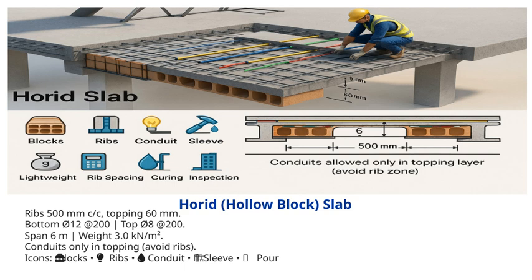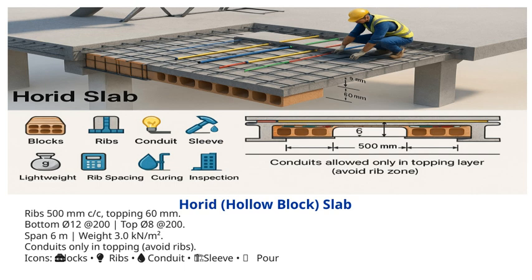The topping thickness is 60 millimeters, offering a solid surface for finishes and load distribution. In terms of reinforcement, we have bottom reinforcement with a diameter of 12 millimeters spaced at 200 millimeters, and top reinforcement with 8 millimeters, also at 200 millimeters. This reinforcement pattern helps manage tension and compression effectively within the slab. The span for this slab is 6 meters, making it suitable for medium to large open spaces.